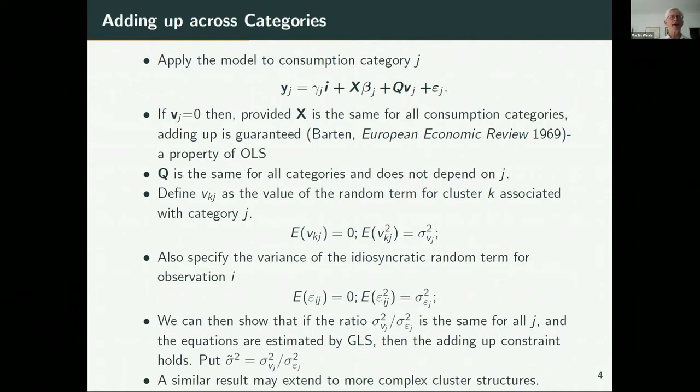So now let's define Vk as the value of the random term for cluster K associated with category J. And let's also specify the variance of the idiosyncratic random term for observation I. What we can then show is that if the ratio of the cluster random effects to the idiosyncratic random effect is the same for all J, and the equations are estimated by generalized least squares, i.e. you have to know what that ratio is, then the adding up constraint holds. And I suspect it would hold for more complicated cluster structures. You might have an age-specific random variable as well as a geographic random variable, provided the ratio's condition holds. But that's something I haven't been able to prove so far.